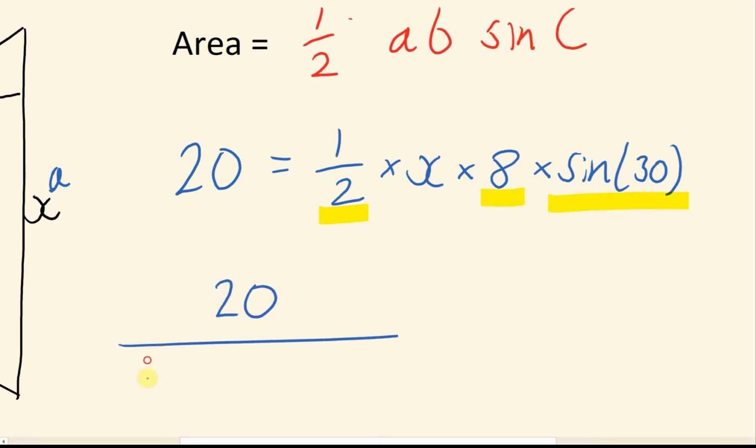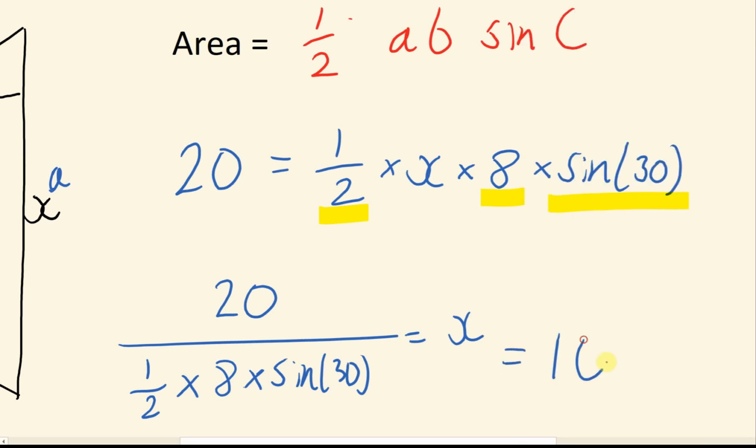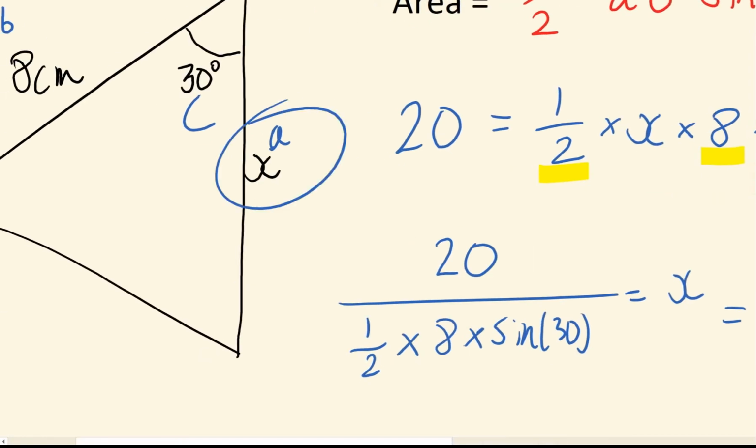So 20 over 1/2 times 8 times sine 30, and that will give me x. Okay, once you've done that, once you've got x by itself, we can now just reach for the calculator. Plug that all straight in, and that will give me the answer. So working that out, in this case, I get x being 10. So here x was a missing length, so it's going to be 10 centimeters.